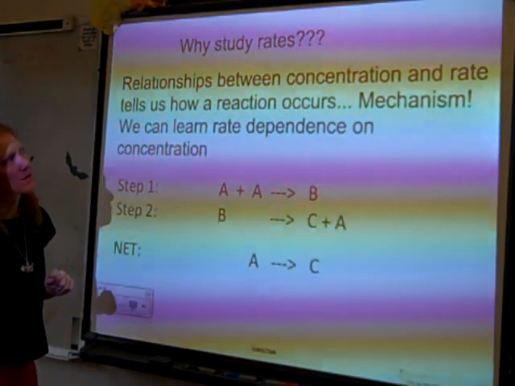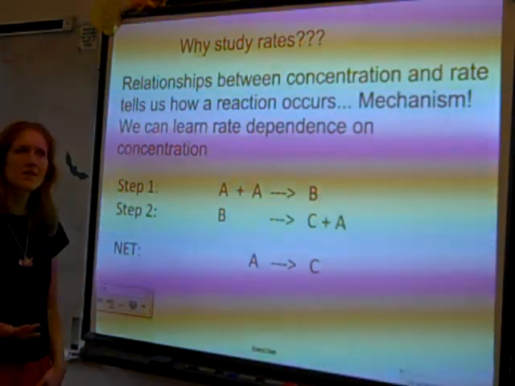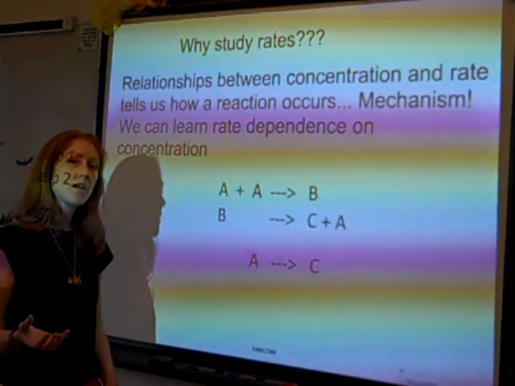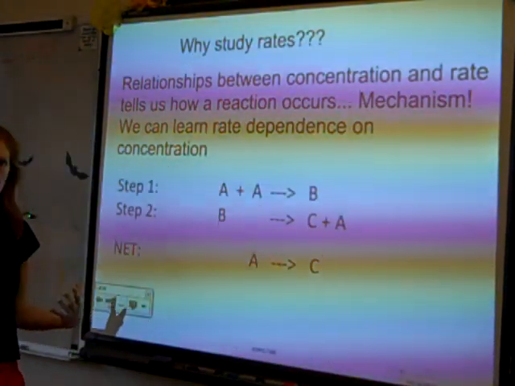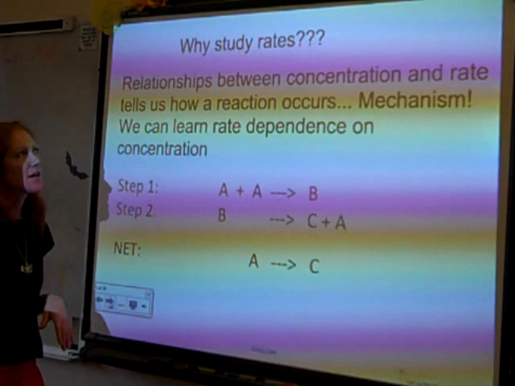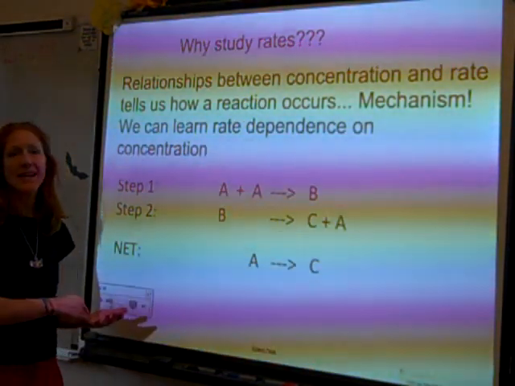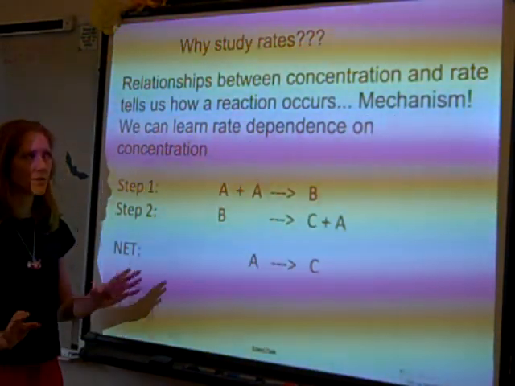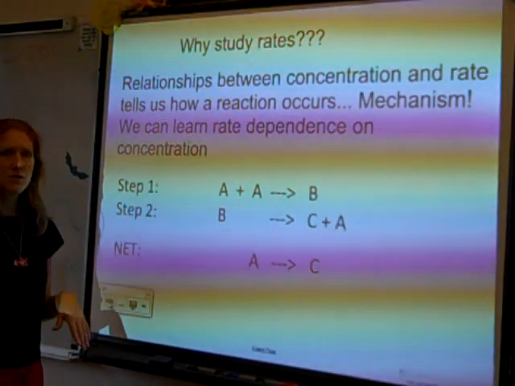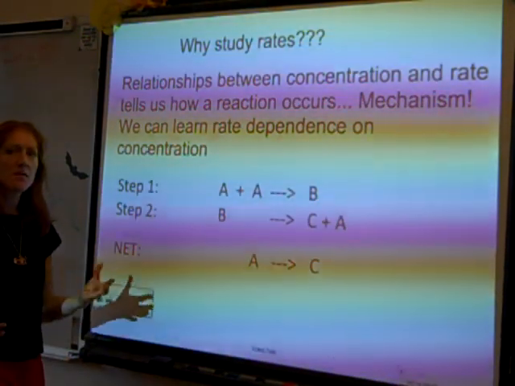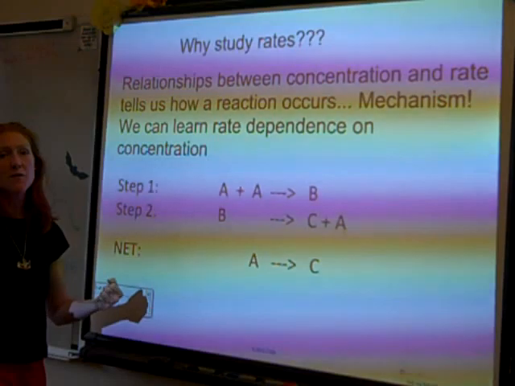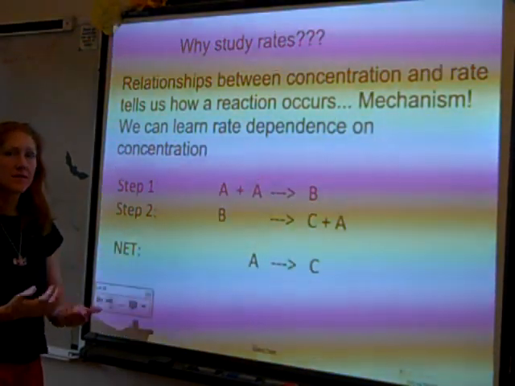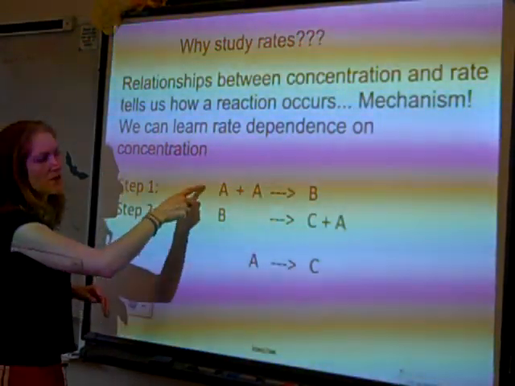And the reason we study rates is we want to see how concentration affects rate. And once we get what's called the rate law or the rate expression, then we can find out what the rate would be given any other concentration, as long as we keep temperature the same. The other thing we can do is find out how many times a reactant is likely to be involved in collisions in the steps of a reaction. So we can end up figuring out those steps.